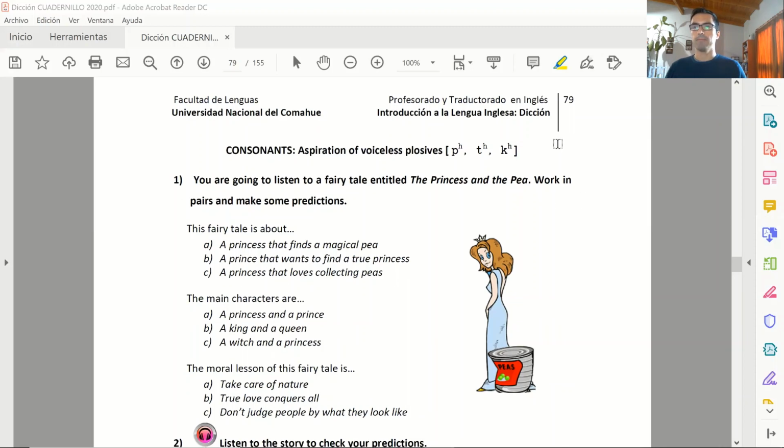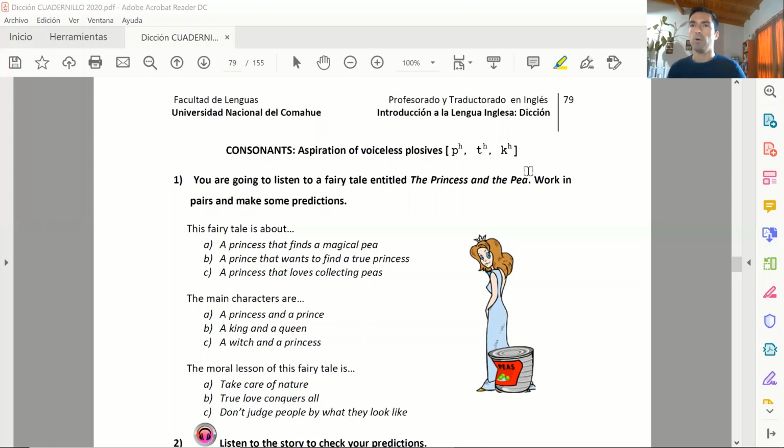Okay, so as you can see here, we have the sounds p, t, k, and then there is a small letter, a small h there, indicating that these sounds are aspirated, all right? So instead of saying p, t, k, we say p, t, k, with a lot of force coming out from our lungs, all right? So one way to see if we are producing aspiration in these consonants is the following.